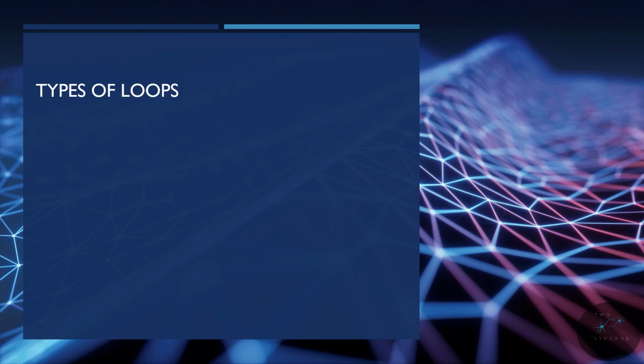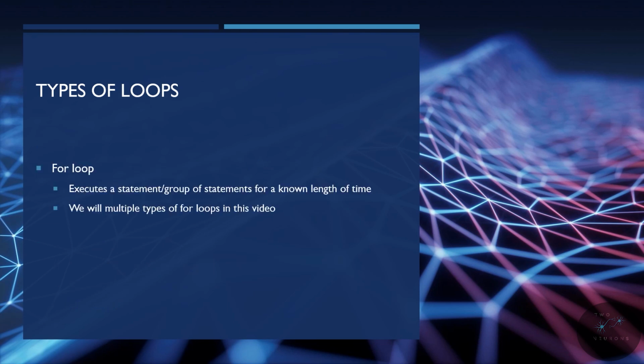Next, we have the for loop. There are multiple types of it, and we'll explore the basic type, comma operators, and bounds-based for loops. But it executes a statement, a group of statements, for a known length of time. And I'm going to put known in quotes later on, and I'll explain why.